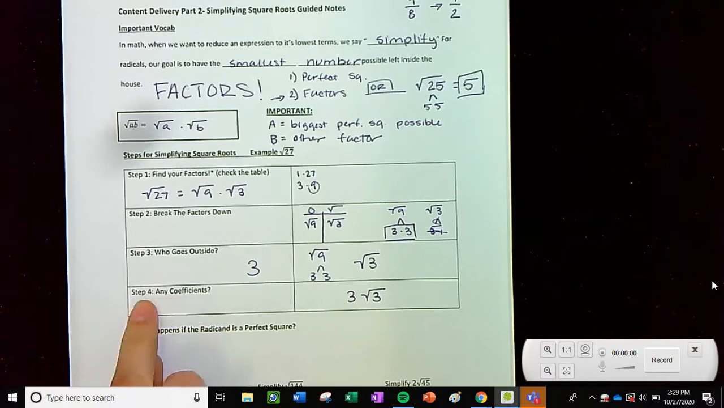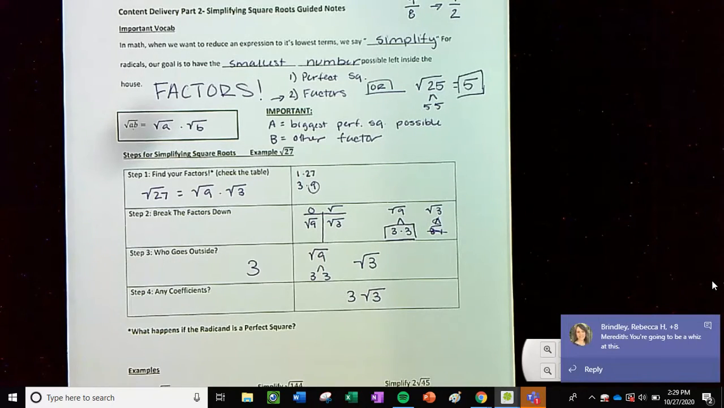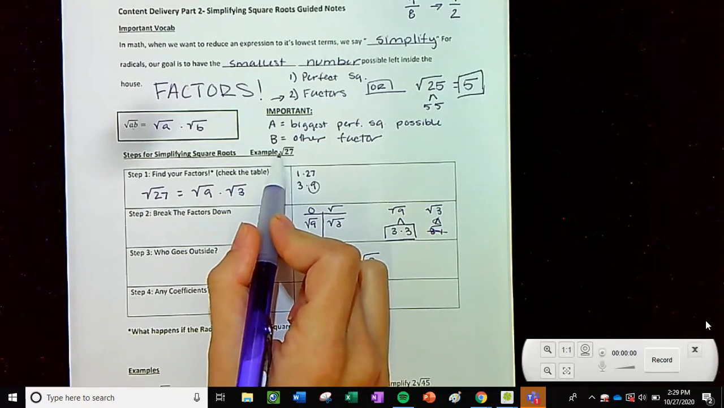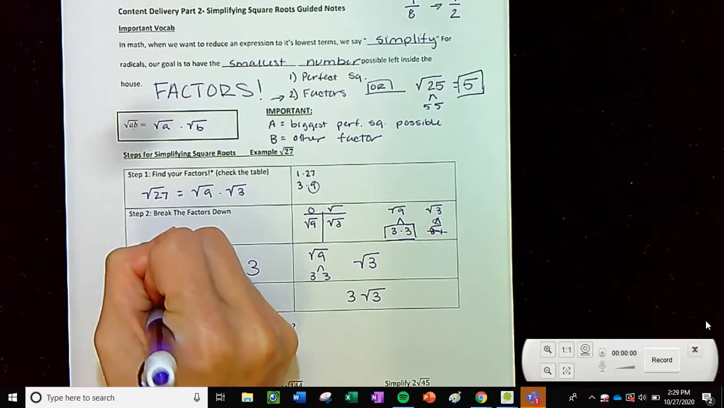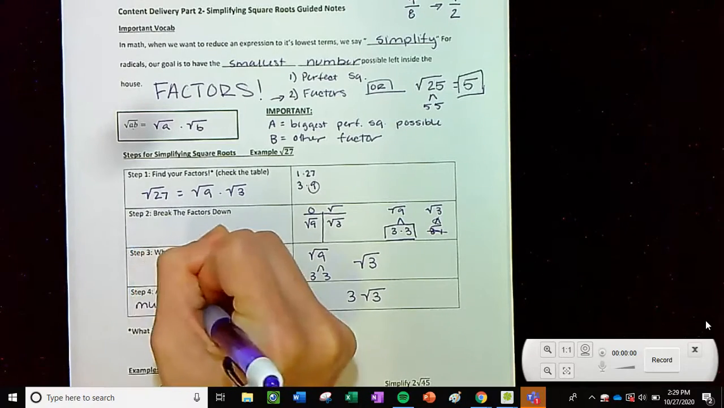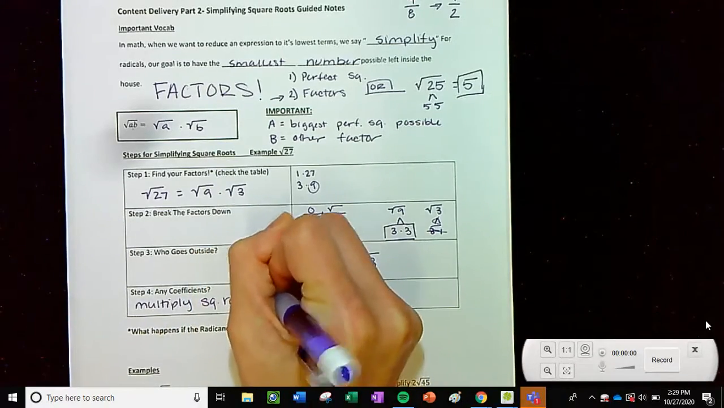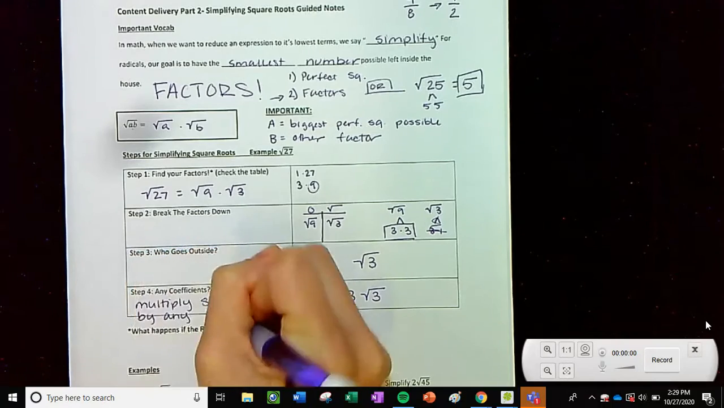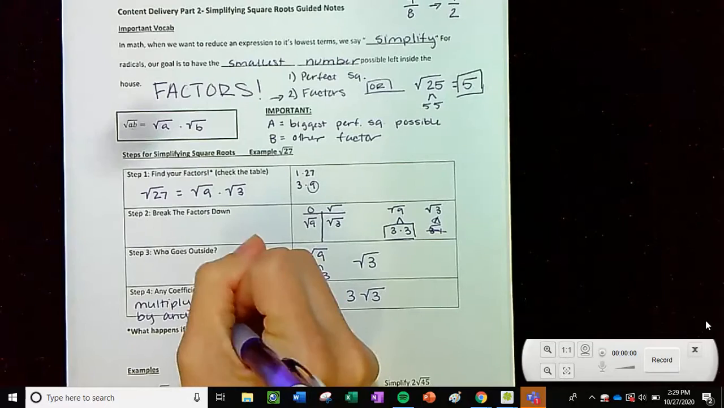Now in the fourth step, I say any coefficients because you need to look if the problem that you are given includes a coefficient outside of the radical, then you will multiply the square root, which is the thing that came outside, by any coefficient, anything that's already out there. And we'll look at a couple examples to figure that out.